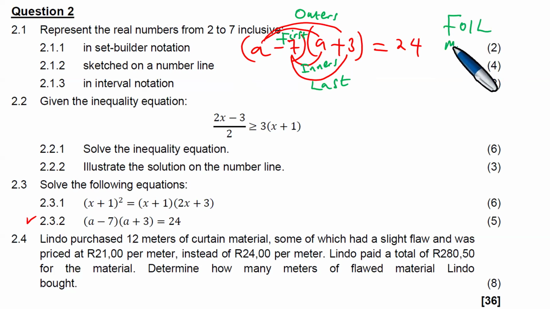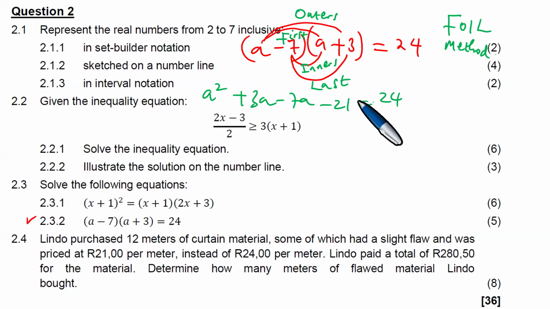It's called the FOIL method. So you multiply A by A, you get what? You get A squared. The first, they multiply A times 3. A times 3, which becomes exactly 3A, minus 7 times A, minus 7A, minus 7 times 3, minus 21. That is exactly X squared minus 4A. And then now you have minus 45 equals 0.